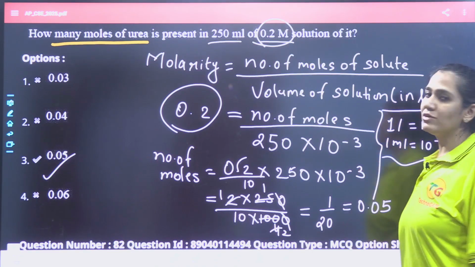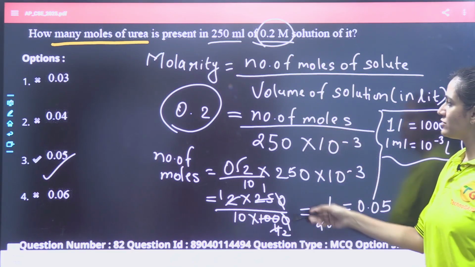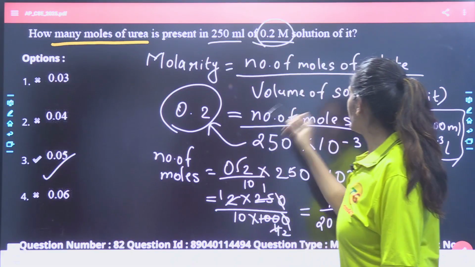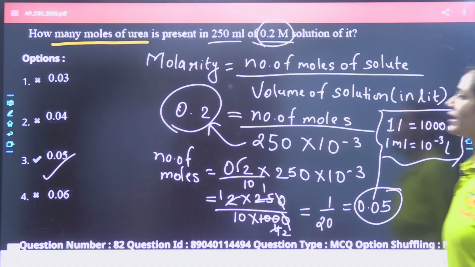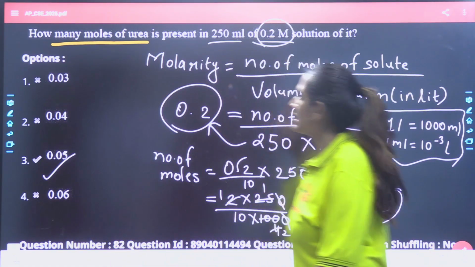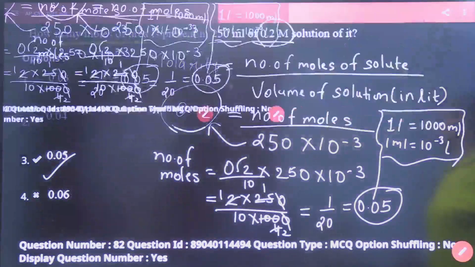Okay, so we just converted it. 250 into 10 raised to power minus 3, and we just solved it. Okay, so what did we get? This goes over here, and we got our number of moles, which is 0.05. So the correct option would be option number 3. Okay, clear? Next question.